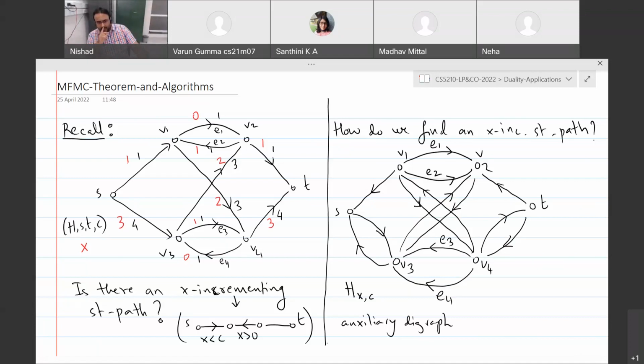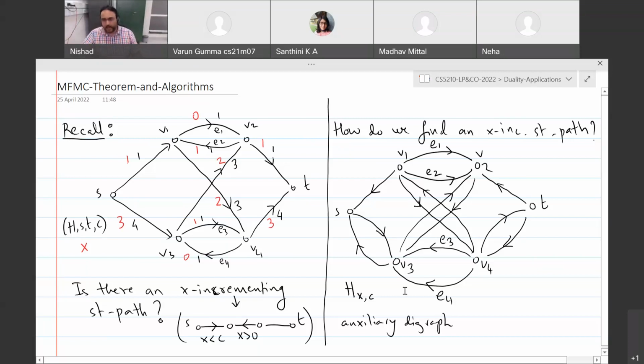So observe that any x-incrementing s-t path will become an s-t dipath in the auxiliary digraph. Hopefully the construction makes that evident. Think of an x-incrementing s-t path and observe what happens in the auxiliary digraph. It will become an s-t dipath. And now do the reverse. Any s-t dipath will become an x-incrementing s-t path. It will correspond to an x-incrementing s-t path in the original max flow instance with the given flow x.